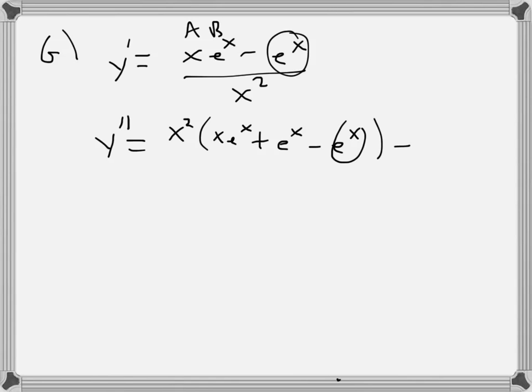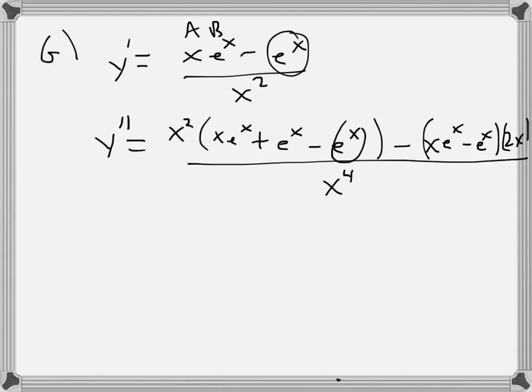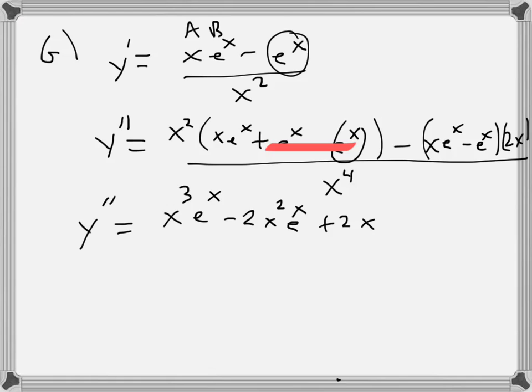And then this is minus high d low, which is 2x, all over low squared, which is x to the 4th. And away we go. So I need to simplify that numerator. Well, the e to the x's here cancel, fortunately. So I have x cubed e to the x minus 2x squared e to the x plus 2x e to the x, all over x to the 4th.